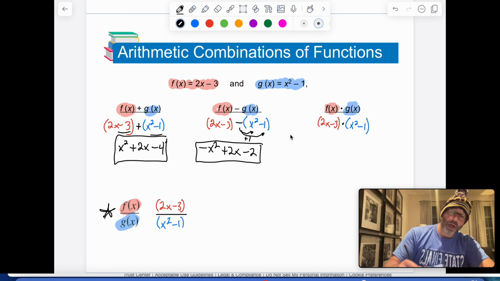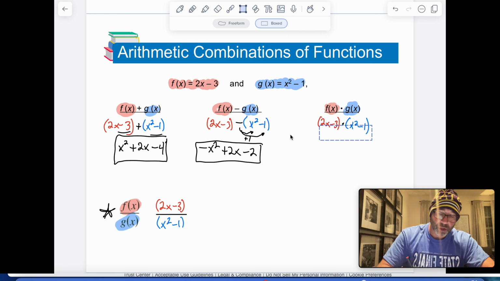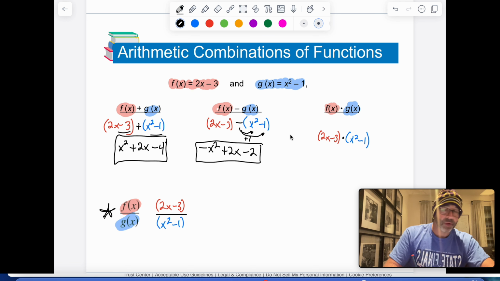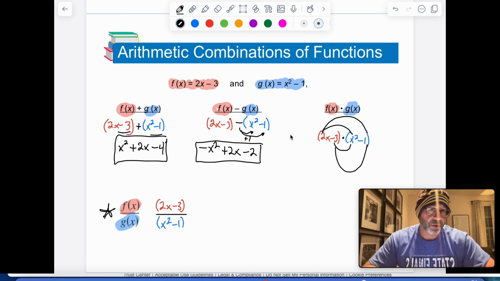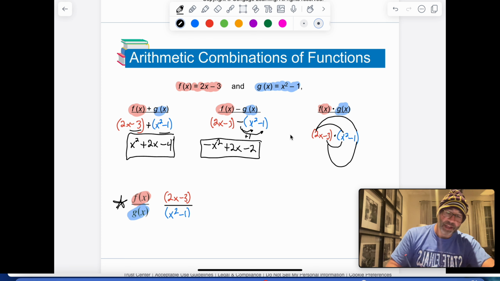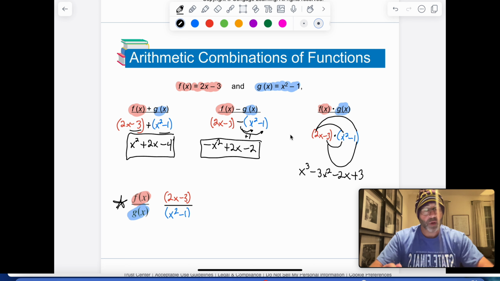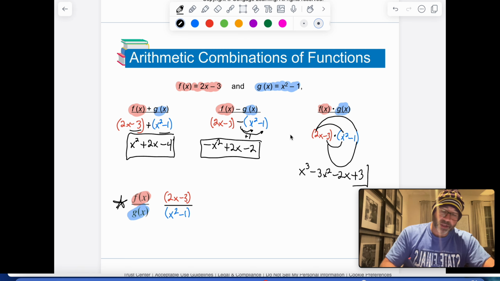Multiplying these together, we're going to go ahead and make the rainbow. Also known as distribution, but I call it the rainbow. Or I'm sorry, not the rainbow, the moon. I don't know why I said rainbow. The moon looks like this. So we're going to have this, and this, and this, and this. It looks kind of like a crescent moon almost. So that's the first, outside, inside, last. But we should have 4 terms when we multiply it out. So we're going to have x cubed, minus 3x squared, minus 2x, and plus 3. Okay? Again, adding, subtracting, multiplying, real easy.